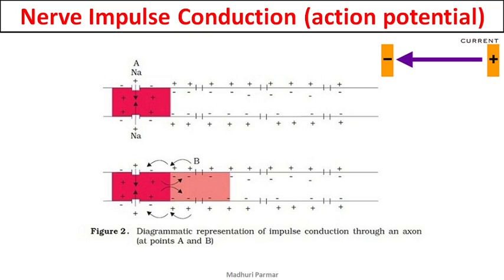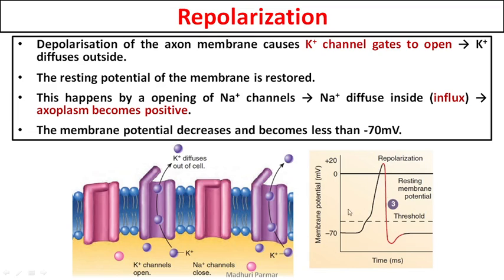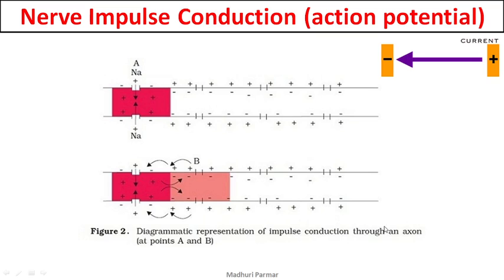Okay, so this impulse, the peak, that peak only is known as action potential. Okay, this peak here is called action potential. Fine, chalo, now focus on this dark pink area which we are calling A. As soon as A is stimulated, the sodium ion channels open, sodium starts coming inside, and it becomes positive. So your A section is now positive.